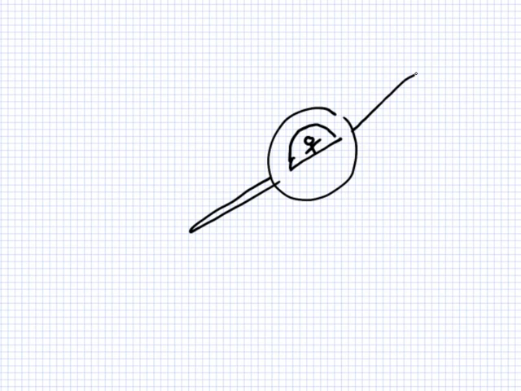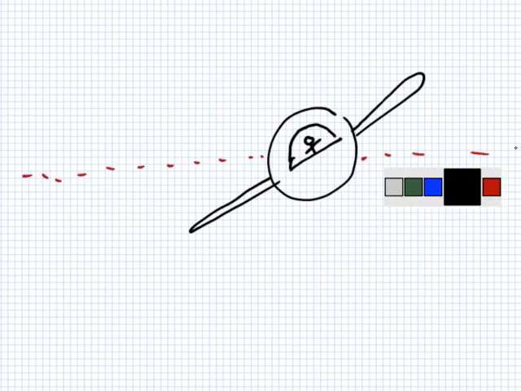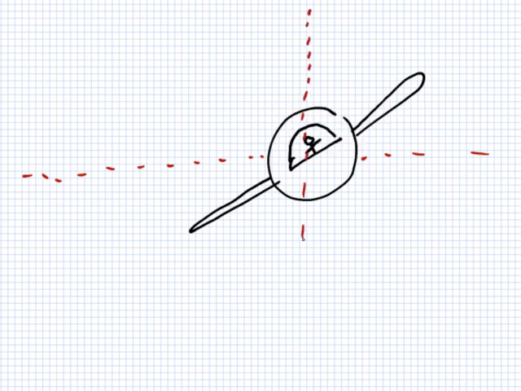So, let me try my best. There's the plane. There's the front of it. There's the pilot. There's the wing. Because the plane is turning, it's banking. This is horizontal, and this here is vertical. And these are the wings here.